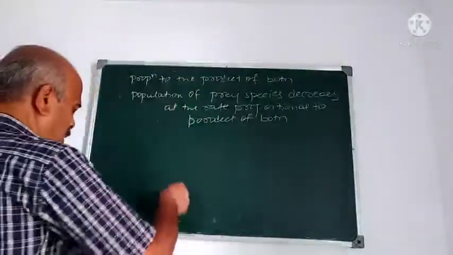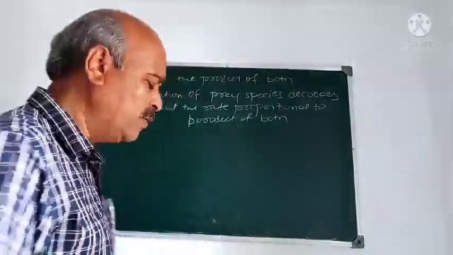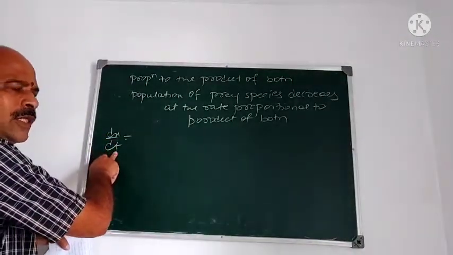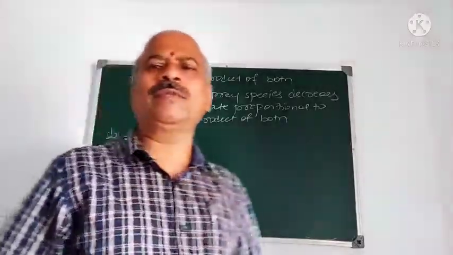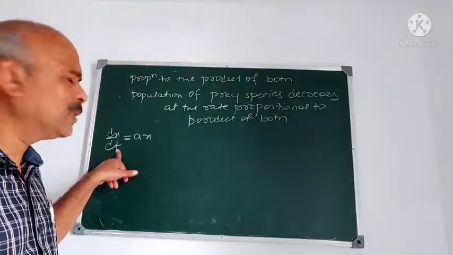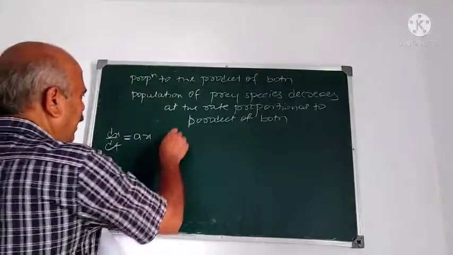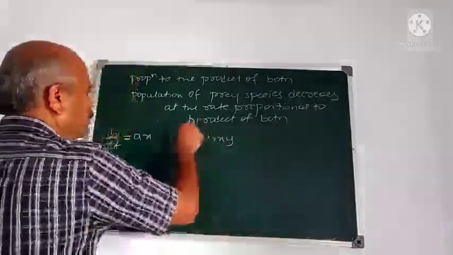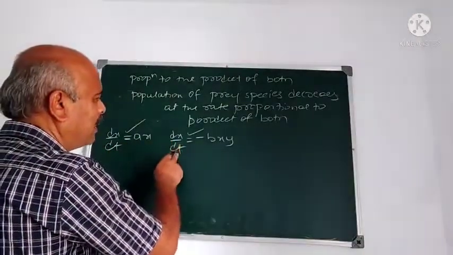Now, these assumptions give a system of first order ordinary differential equations. How do you get that one? See, we have dx by dt, what is this? Rate of change of prey species. It is equal to a into x. Because, first assumption, when there are no predators, the rate of change of prey species is proportional to their population. Therefore, dx by dt is ax. And if both are present, dx by dt is minus bxy. Only prey are there, we have dx by dt is this. Both are there, dx by dt is this.